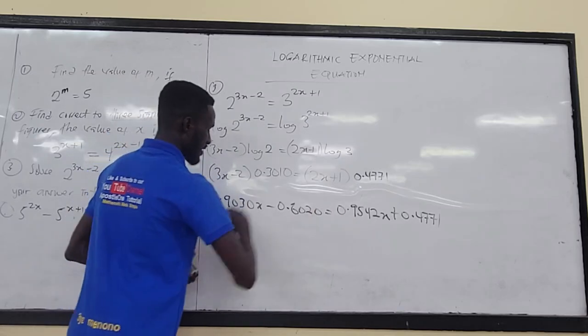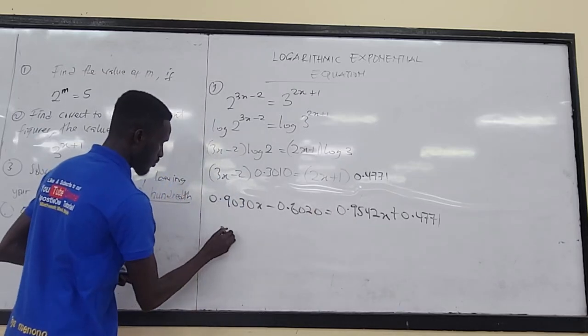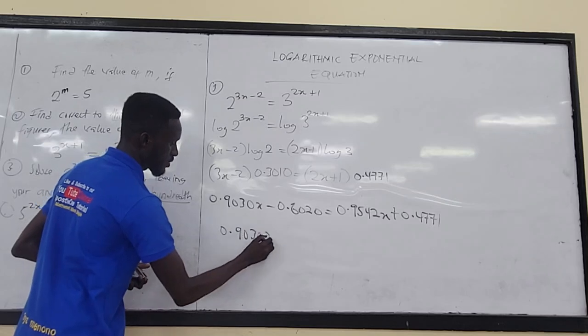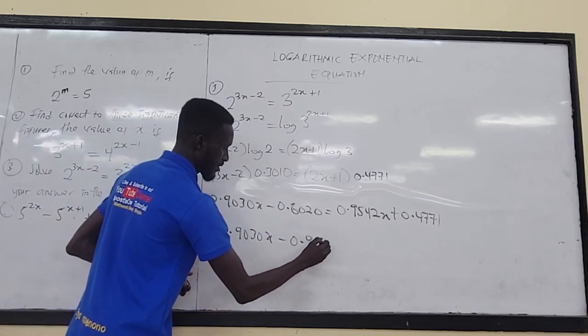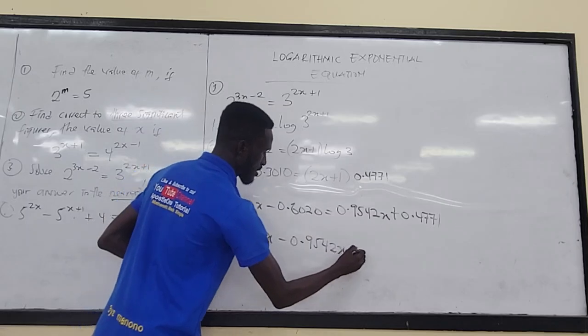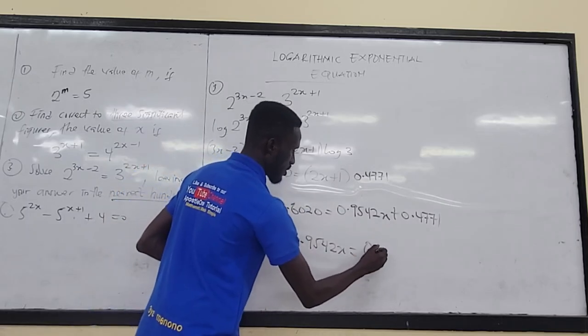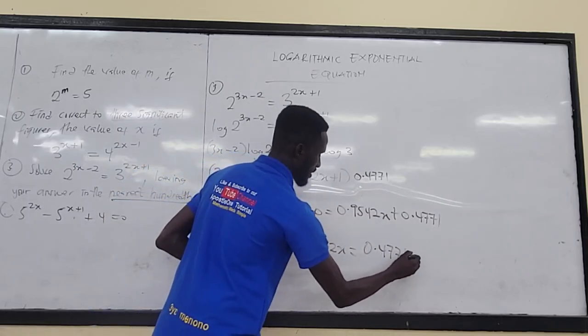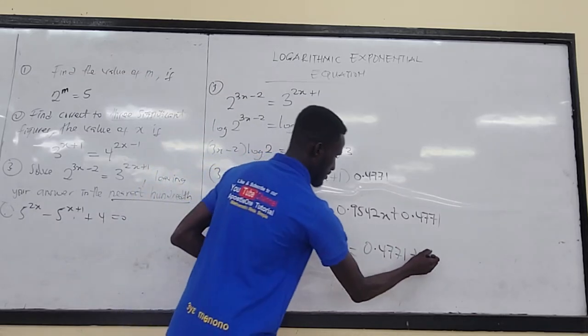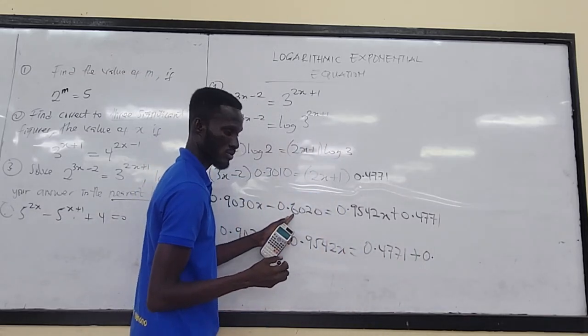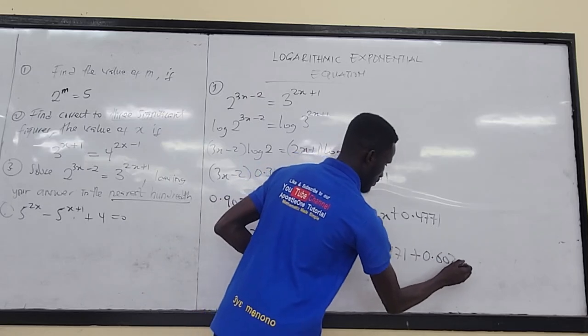Now let me bring this one here. I'm going to get 0.9030x minus 0.9542x equal to, I have this one here, 0.4771. Then this one of course, equal to becomes plus, so plus 0.6020.